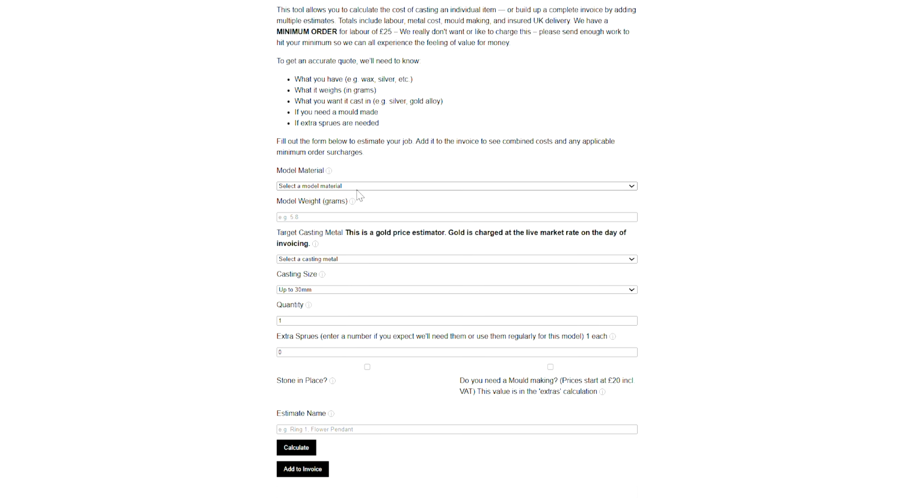So to begin with, you're going to have a model in your hand and it's going to be made of something. So let's say I've got a wax model and that wax model weighs 1/2 gram and I would like to cast that in silicon bronze, and having looked at the price list I can see that it's a 40mm model. I've got one quantity of them that I want to manufacture on this occasion.